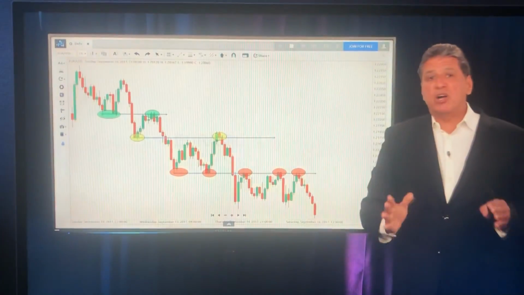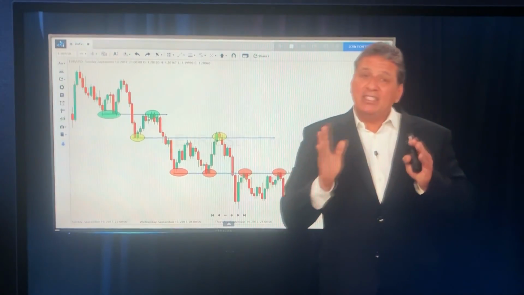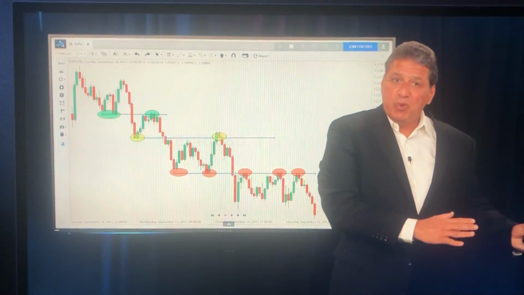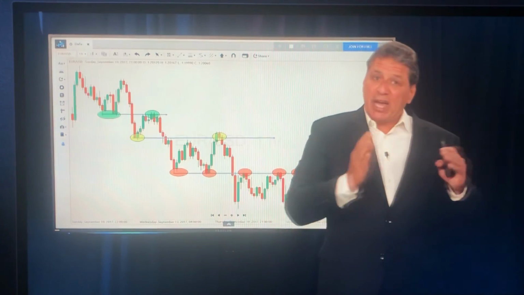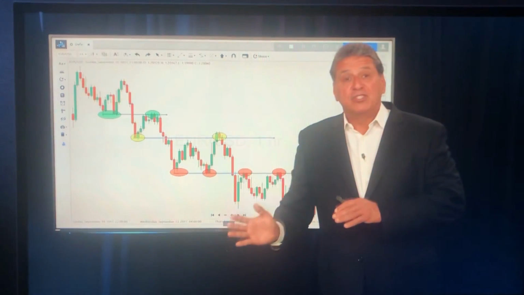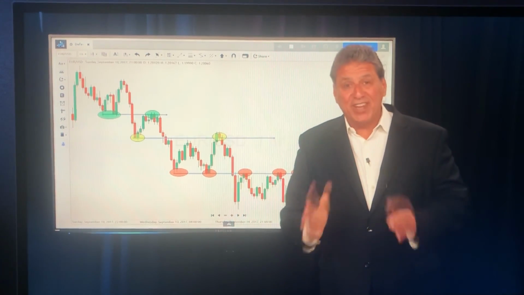So let's go to smarttrader.com and let's identify levels of past support to become future resistance and past resistance to become future support, so it will help you as a trader take advantage of this market.